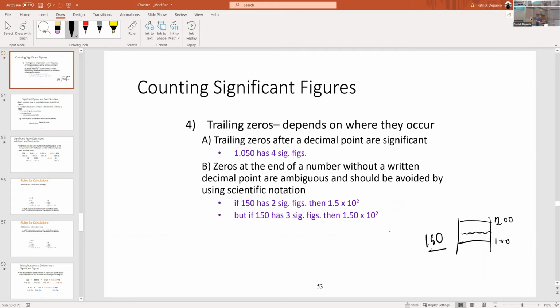And the way you'd write that in scientific notation would be 1.5 times 10 to the second, like here. Now, if 150 had 3 sig figs, then it would be 1.50. The way 150 would have 3 sig figs is if it was 150 point. If that was the case, then you would write it as 1.50 times 10 to the second. Any questions on that? No? Make sense? Yeah. Okay, good.